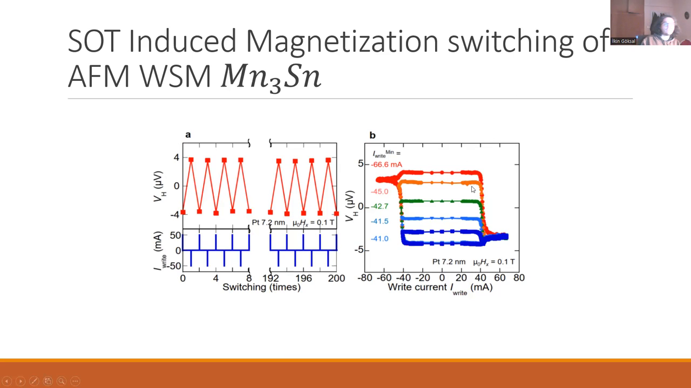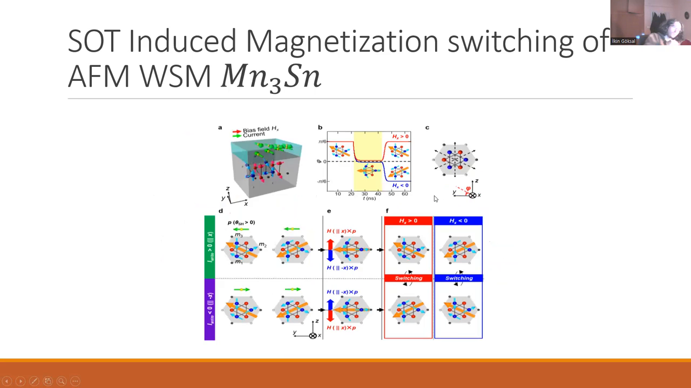And at the second picture, we see different writing currents and their hysteresis behaviors. I couldn't really understand this data. So this is the scheme of what they expected to have.